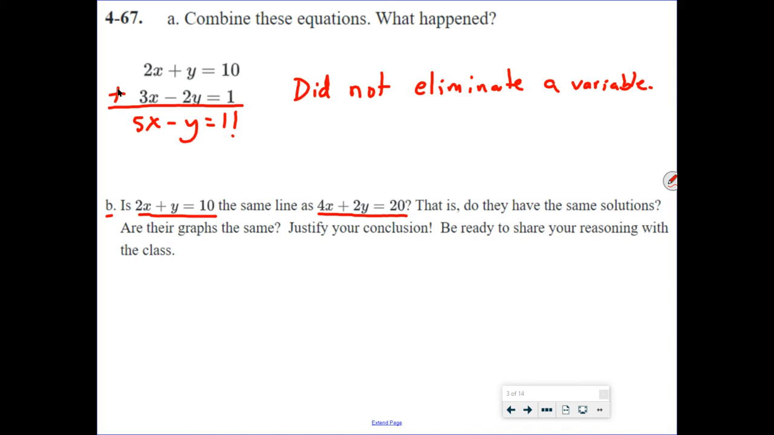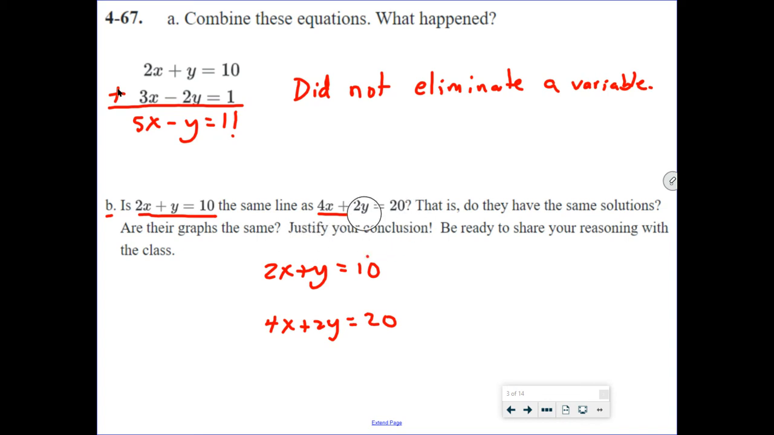Well, let's see. How on earth did I get from one equation to the next equation? How did I get from 2x plus y equals 10 to 4x plus 2y equals 20? And hopefully what you notice is that I multiplied the top one times 2. 2 times 2x would be 4x, 2 times y would be 2y, and 2 times 10 would be 20. Can I do that? Well, the rules say if I multiply both sides by something, it should maintain equality, right?